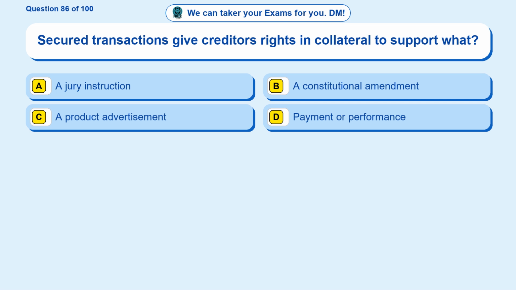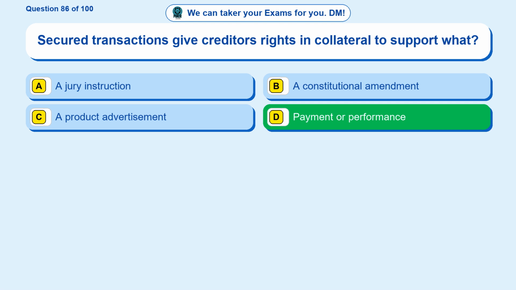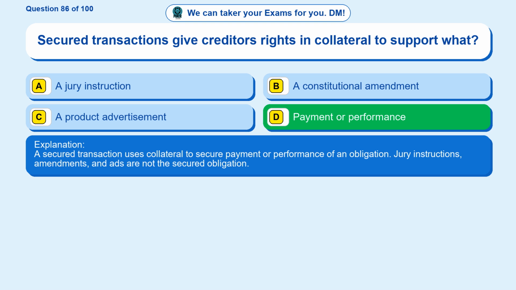Question 86. Secured transactions give creditors rights in collateral to support what? Option A, a jury instruction. Option B, a constitutional amendment. Option C, a product advertisement. Option D, payment or performance. The correct answer is option D, payment or performance. A secured transaction uses collateral to secure payment or performance of an obligation. Jury instructions, amendments, and ads are not the secured obligation.